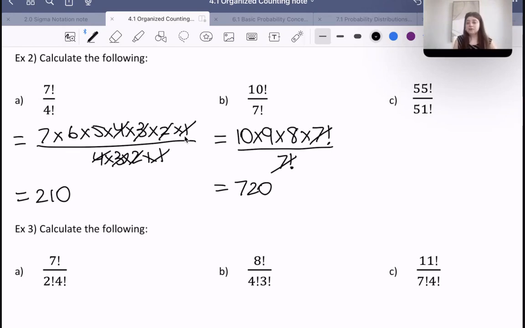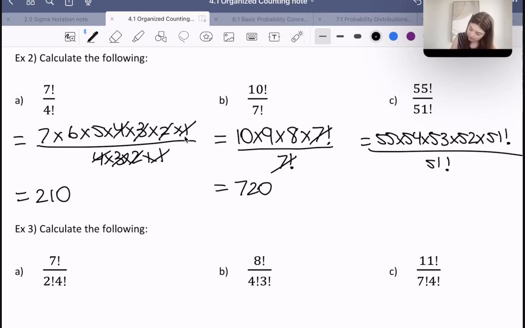We can do the same thing here. In fact, we probably want to, because these numbers 50 and 51 are extremely large. So it would be very hard on us to expand everything out fully. So for this one, I'm going to say this is 55 times 54 times 53 times 52 times 51 factorial over 51 factorial. These cancel out, and then we just have to multiply 4 numbers, which are 55 times 54 times 53 times 52, which is going to be about 8 million. Oh, wow. 8 million 185.